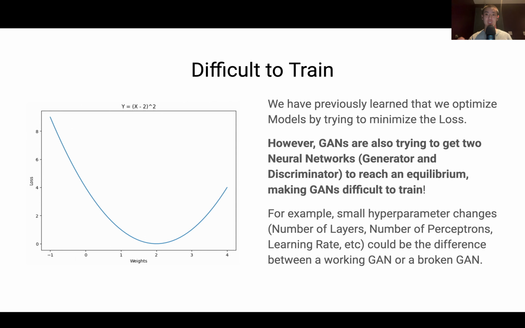For example, small hyperparameter changes like the number of layers we use, the number of perceptrons, the learning rate, etc., could be the difference between a working GAN or a broken GAN.